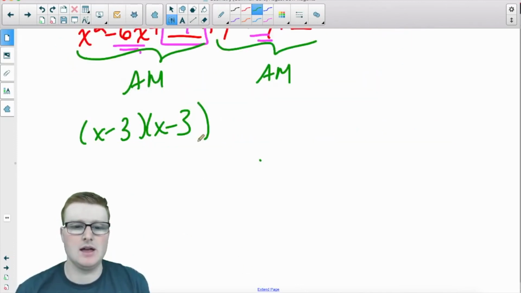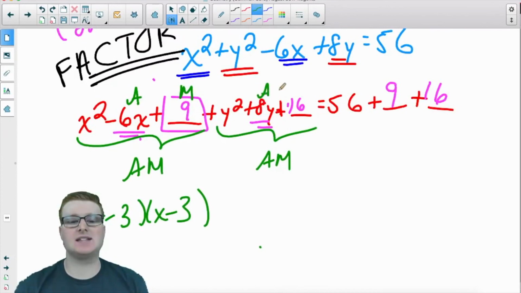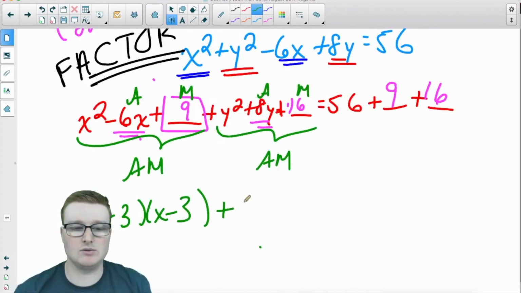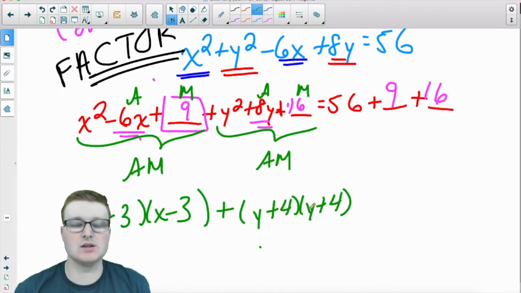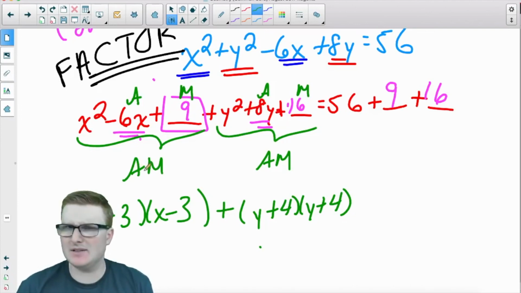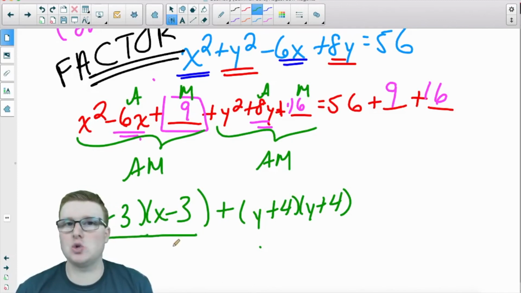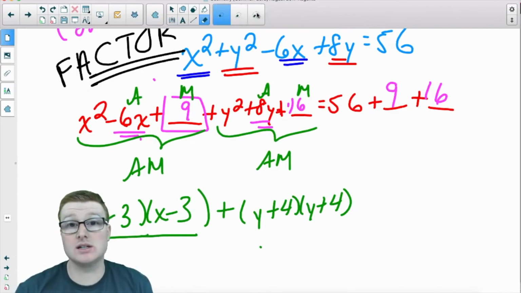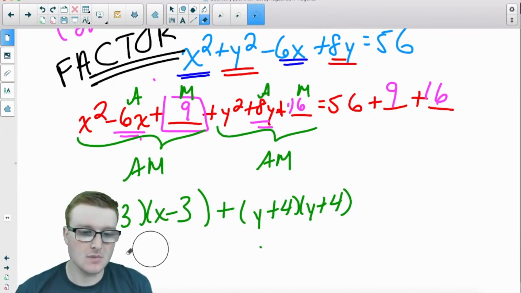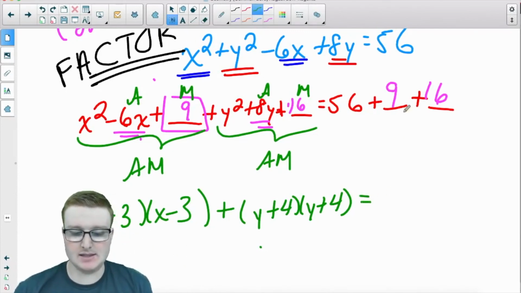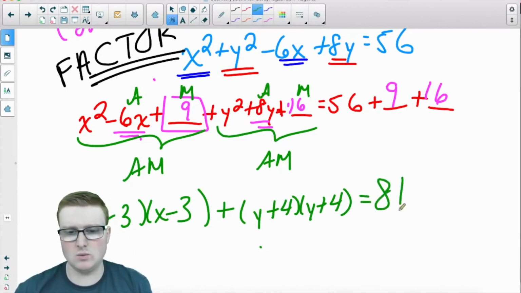Pretty simple so far? Then, in this case, what adds to 8 and multiplies to give you 16? Well, we're just getting y plus 4, y plus 4, because 4 times 4 gives you 16 and 4 plus 4 gives you 8. And over here, negative 3 times negative 3 gives you positive 9, and negative 3 plus negative 3 gives you negative 6. And if you haven't realized by now, completing the square, you get the same factor twice. And if you don't, you know you did it wrong. And when you add this on this side, this will give you 57, this will give you 81.